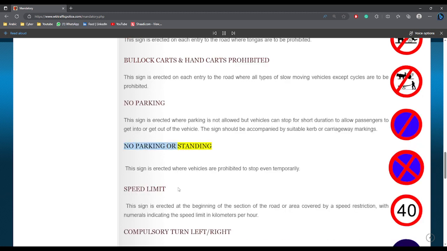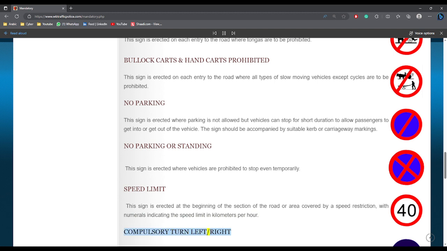No parking or standing. This sign is erected where vehicles are prohibited to stop even temporarily. Speed limit. This sign is erected at the beginning of the section of the road or area covered by a speed restriction, with numerals indicating the speed limit in kilometers per hour.